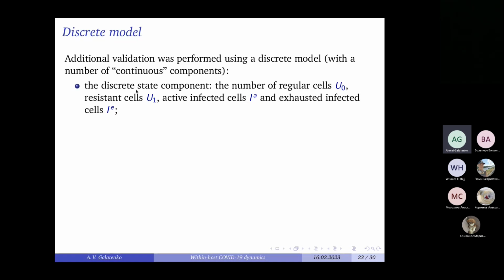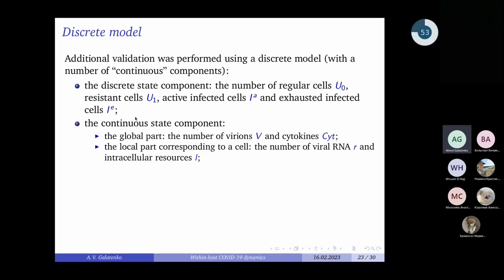So the main constituents of the discrete model are state components. There is a discrete state component: the number of regular cells, the number of resistant cells, the number of active infected cells and the number of exhausted infected cells. And we also have a continuous component of the state. First of all, the global part. This is the number of free virions and the number of cytokines.